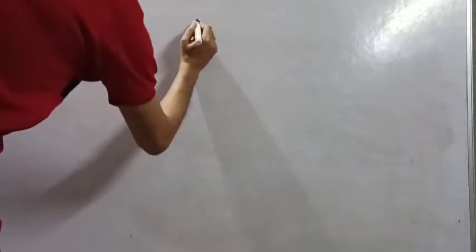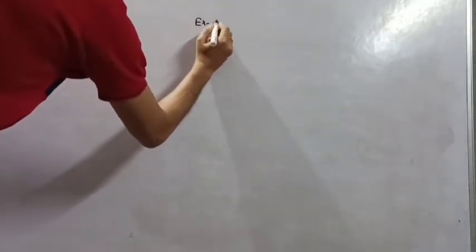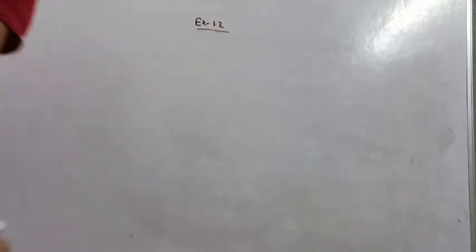Class 8, Exercise 1.2. Which rational numbers have absolute values less than 4?